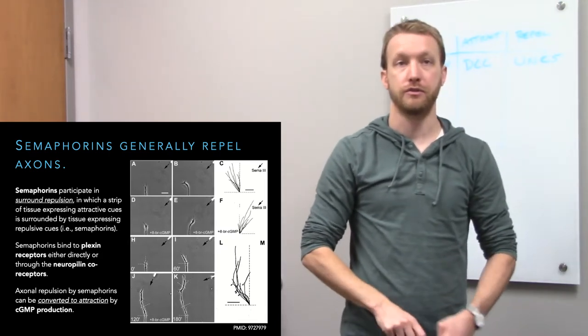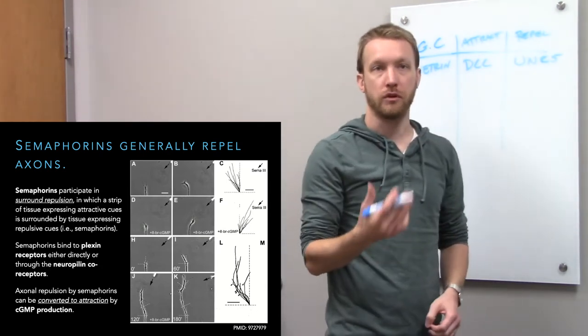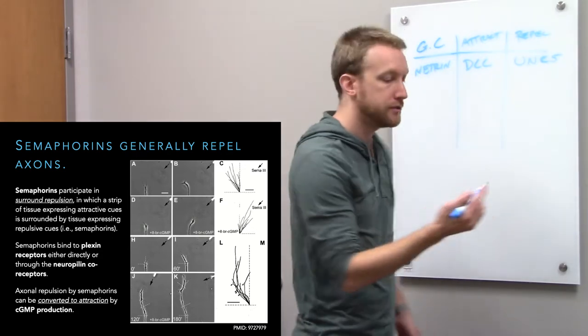Semaphorins are going to, for the most part, be repulsive to axons, but some axons can actually be attracted to semaphorins.